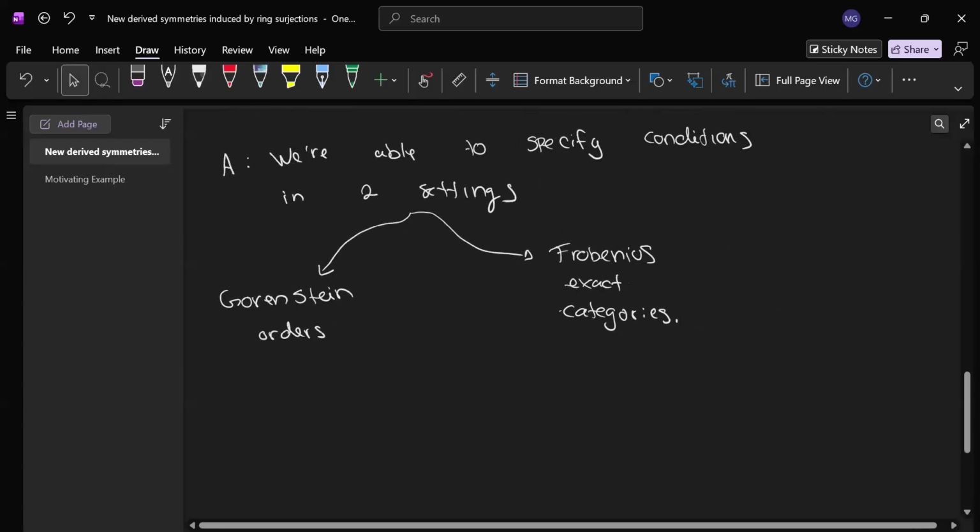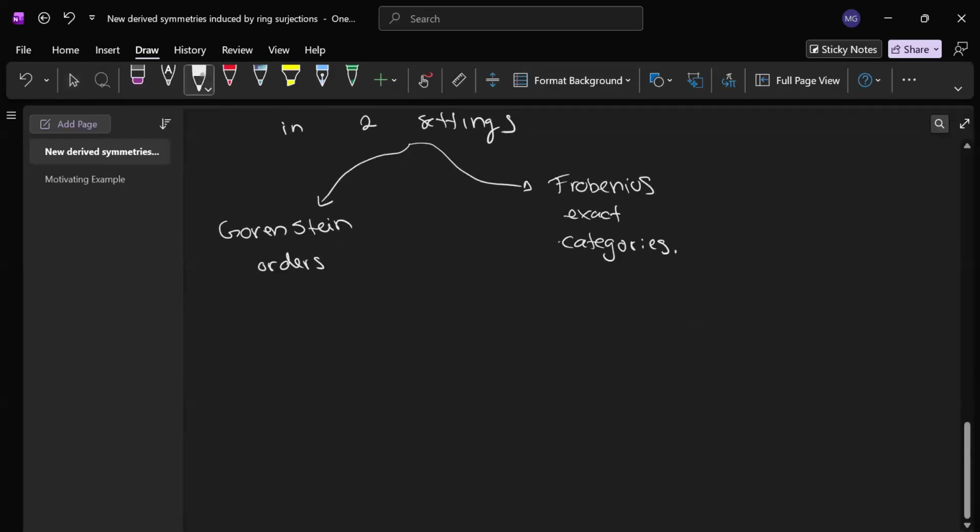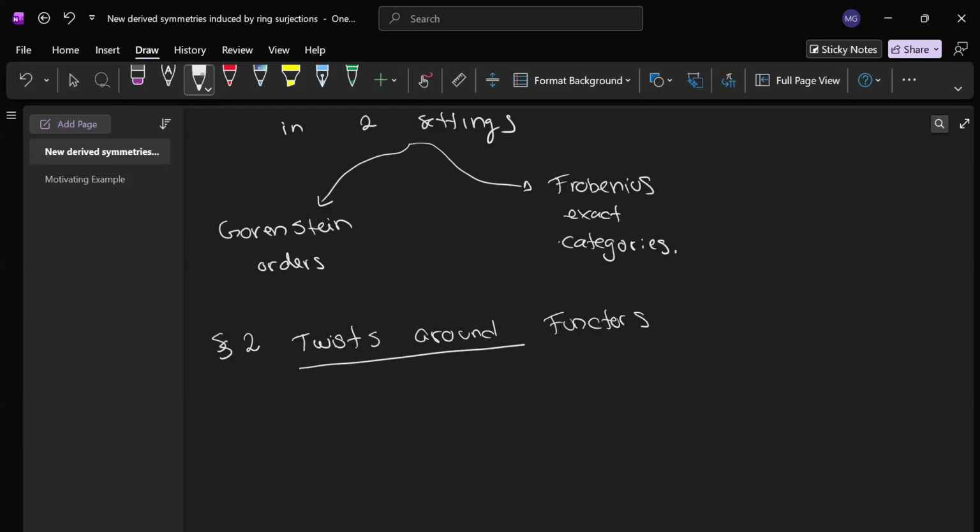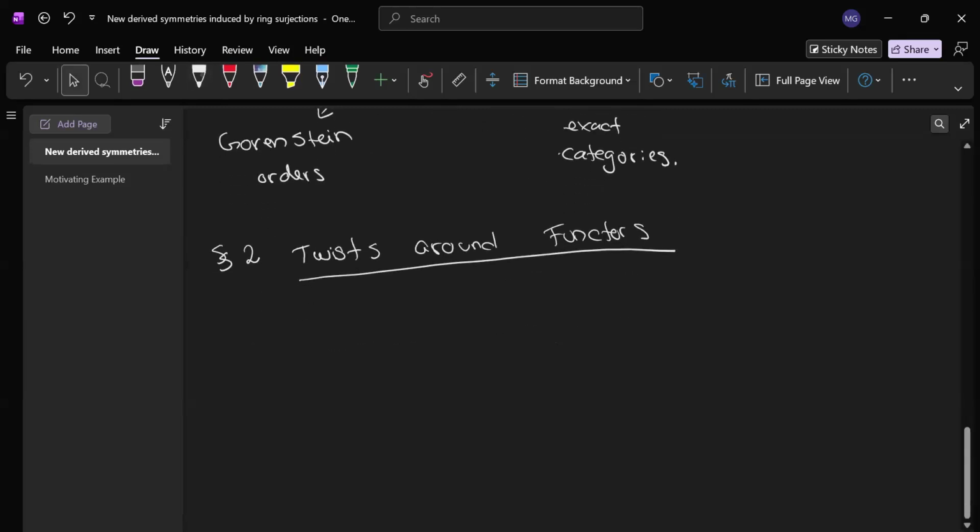But before we go into the results in these settings, I want to talk a little bit about some of the background that we'll need, which is called twists around functors. The authors Anno and Logvinenko introduced the concept of a twist around a functor exactly to study autoequivalences of triangulated categories.